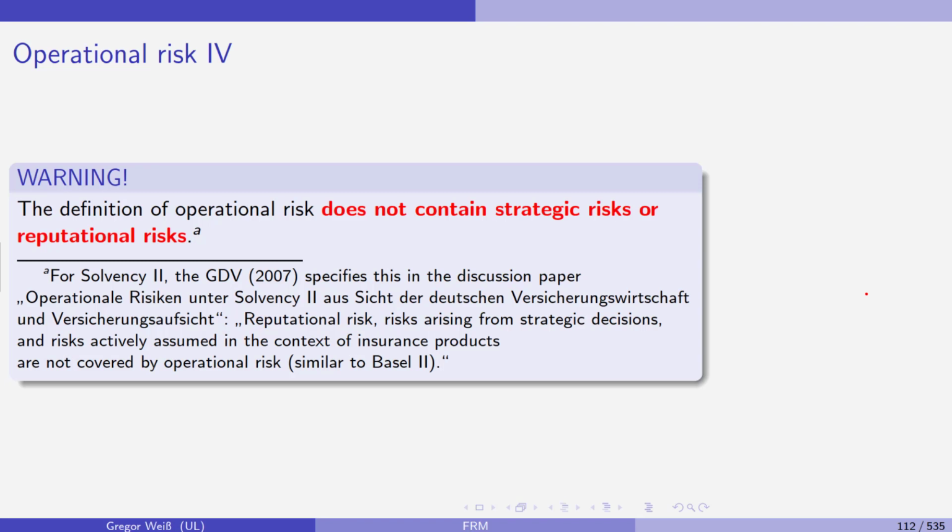Reputational risk, you can argue whether reputational risk is part of operational risk or not. For example, here you can see this in the definition of operational risk for insurance companies from Solvency II. Here it's stated, reputational risk arising from strategic decisions, and risks actively assumed in the context of insurance products are not covered by operational risk. In some textbooks, in some definitions, reputational risk is included and is considered to be an operational risk, but I would leave it out just like a strategic risk.